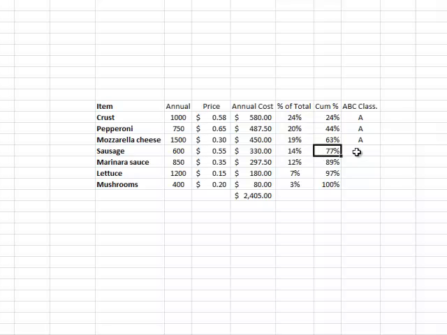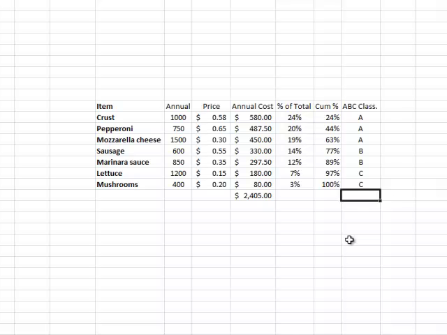Now the next one, I'm definitely above the 60%, so that's going to be a B item. The next one is going to be a B item. And now the last 2, I'm over 90% now, so by definition, they're going to be my C items. Now the ratio of the number of A items to the total is not going to follow the true nature of ABC classification because we only have just a few items here, about 6 or 7 items.